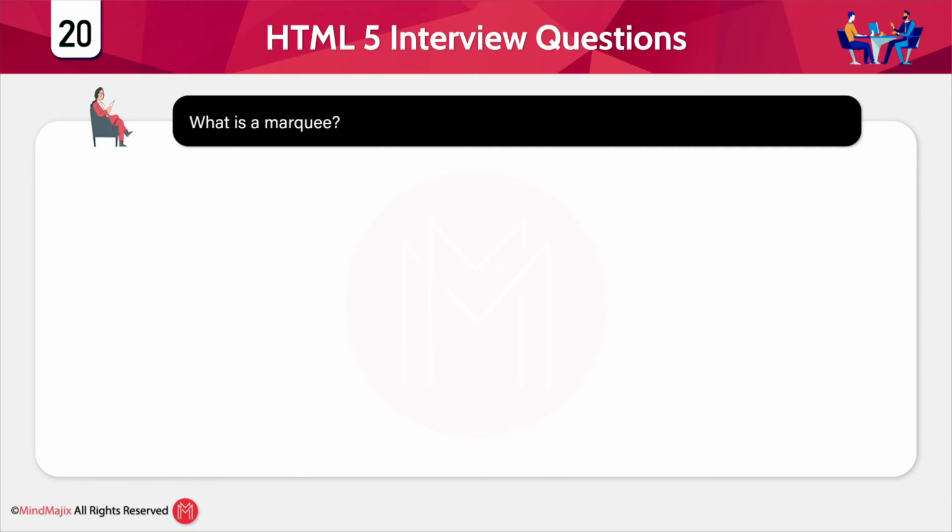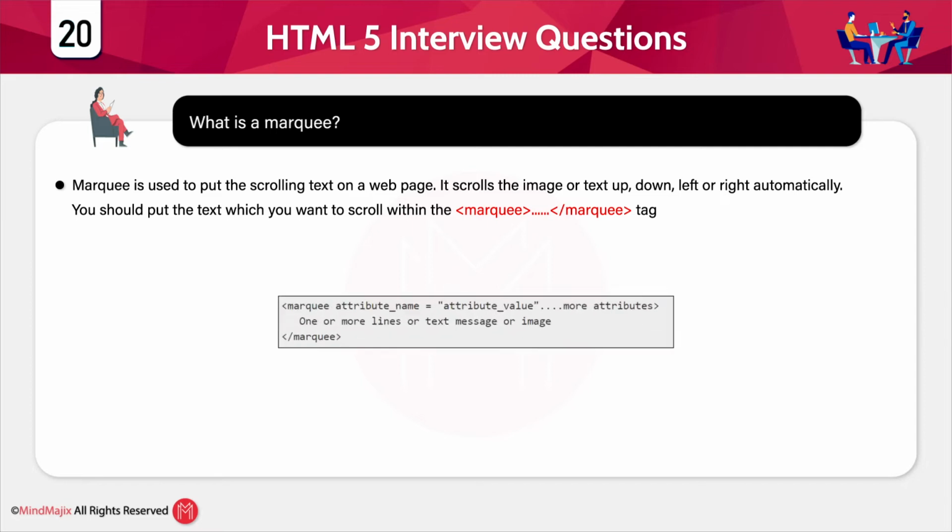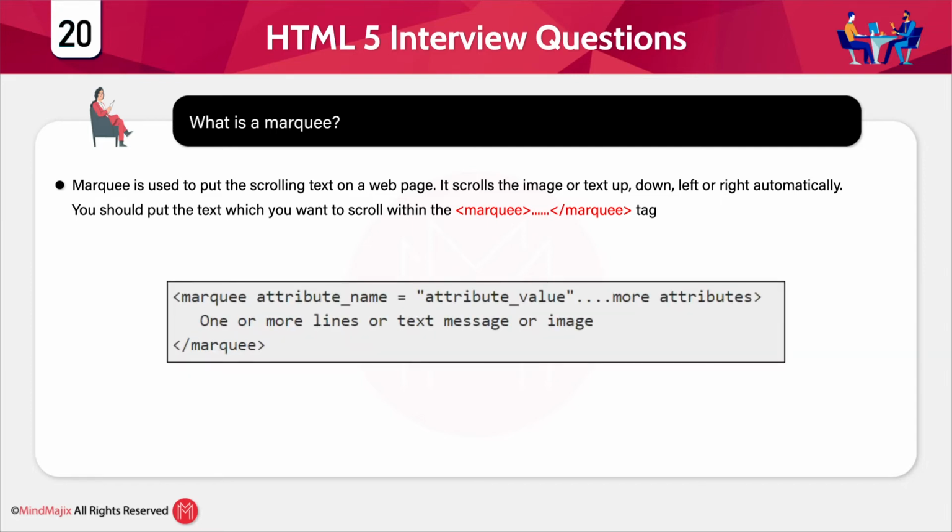The marquee tag is there. Marquee means what? It is used to put scrolling text. If you want a particular text to be scrolled from right to left by default, you can go for the marquee tag. There are different attributes that we can use. It scrolls an image or a text, up and down, left or right, automatically. You should put the text which you want to scroll within the marquee tag.